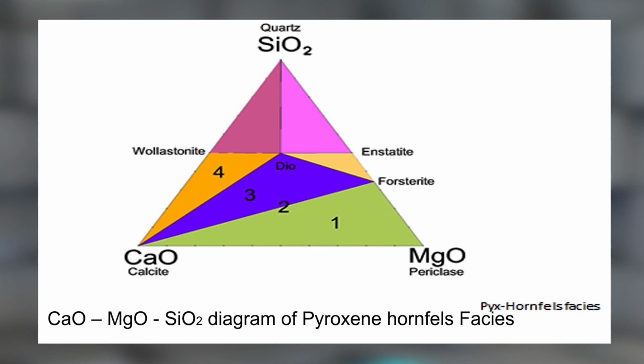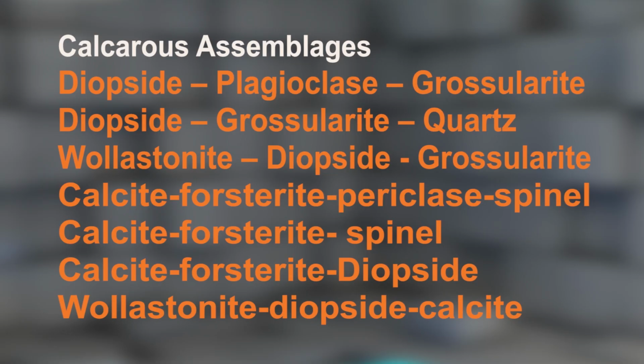The calcareous assemblages are as follows: diopside plus plagioclase plus gracilorite, diopside gracilorite quartz, wollastonite diopside gracilorite, calcite phosphorite periclase, spinel, calcite phosphorite spinel, calcite phosphorite diopside, wollastonite diopside calcite.